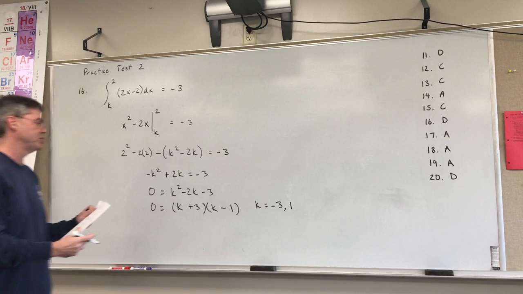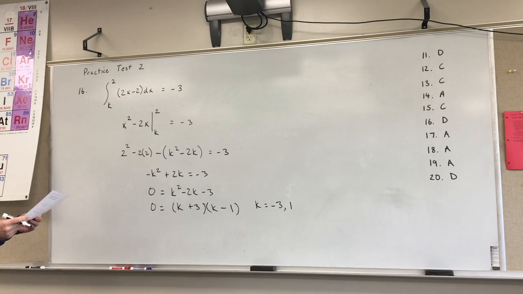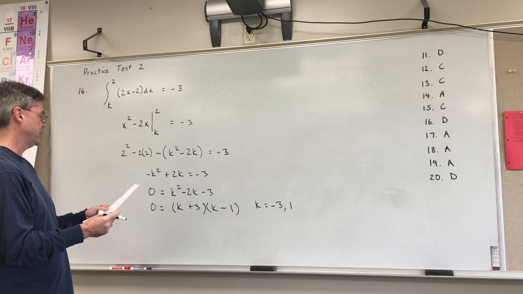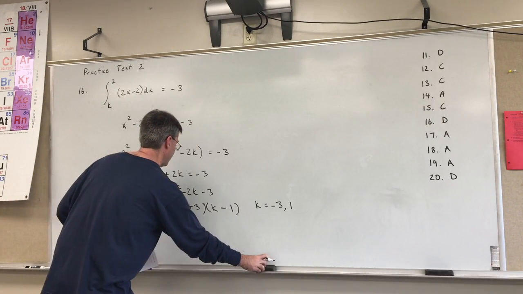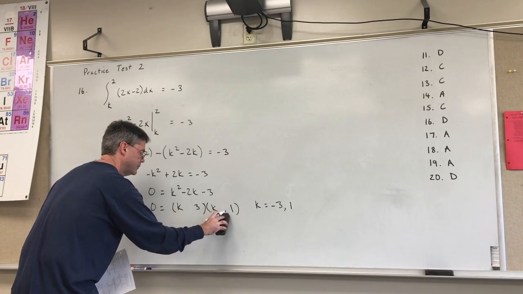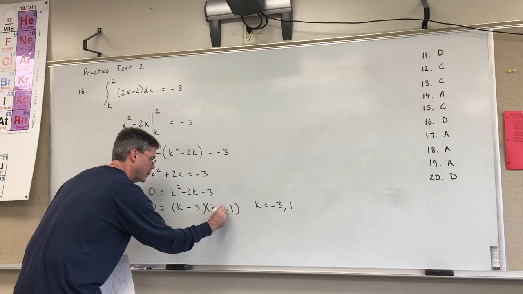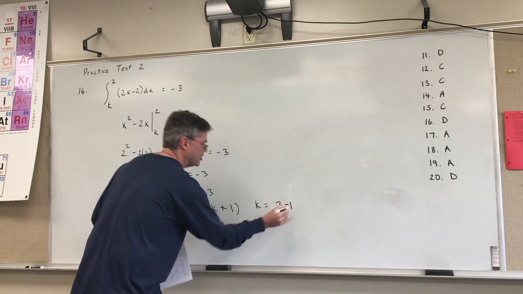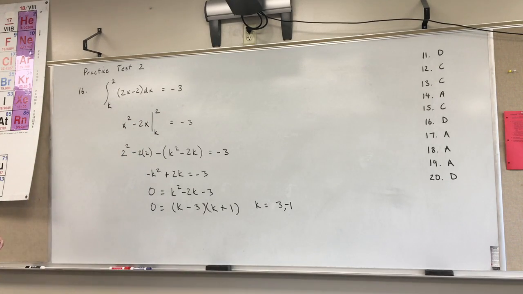Let's see what our options are on number 16. Okay, 1 is an option, -3 is not an option, so 16, let's see, I did that wrong. So it's going to be, my bad, -3 plus 1. So the answers are, hopefully on the test you won't make that mistake. So the answers are 3 and -1, okay, and that's going to be D.